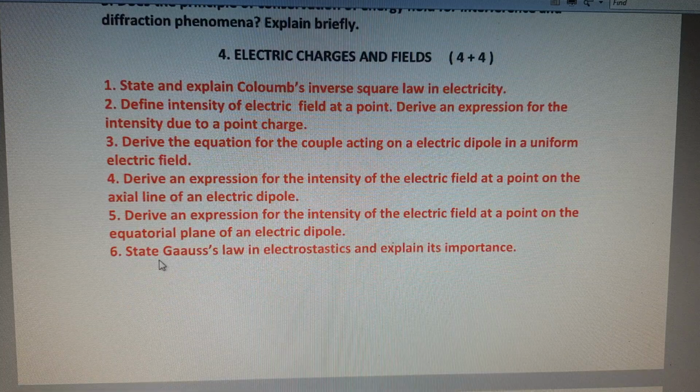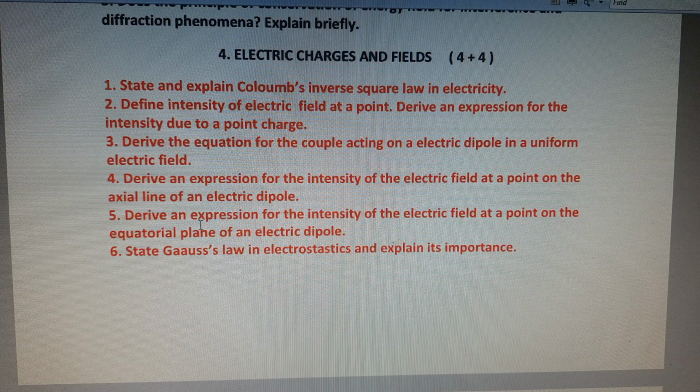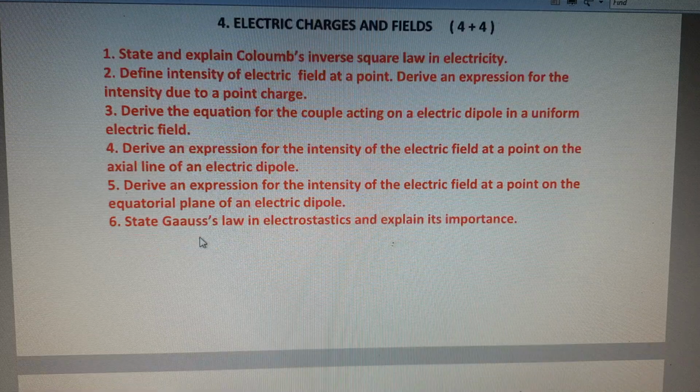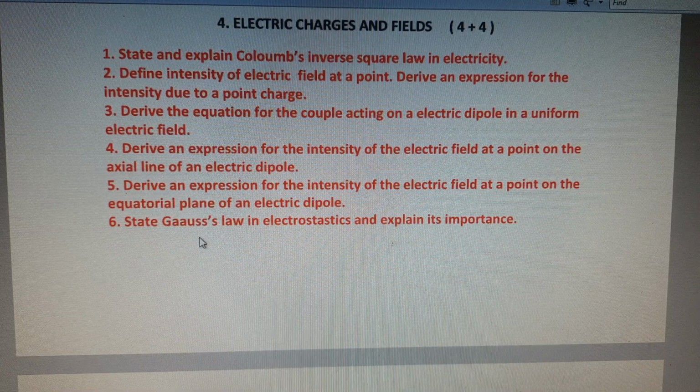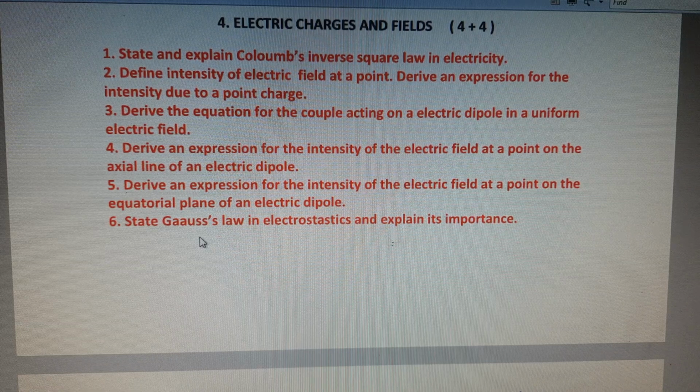And the fourth one: derive the equation for the intensity of the electric field at a point on the axial line of an electric dipole. And the fifth one: derive an expression for the intensity of the electric field at a point on the equatorial plane of an electric dipole. Then the last one: state Gauss's law in electrostatics and explain its importance. So this chapter contains 6 4-marks questions, and in the IPE examination for the academic year 2021, 2 4-marks questions will be asked.